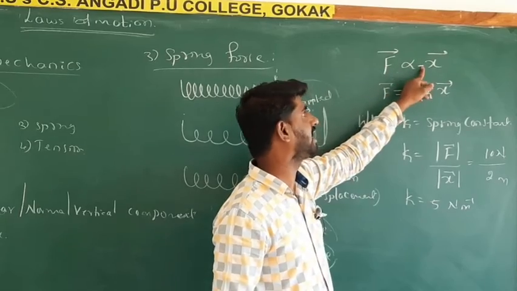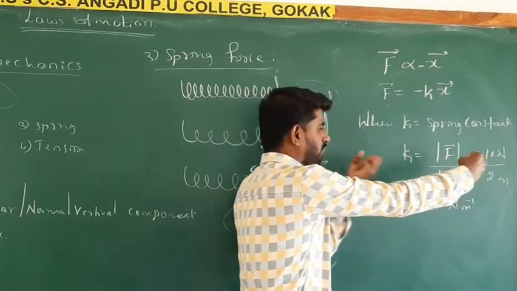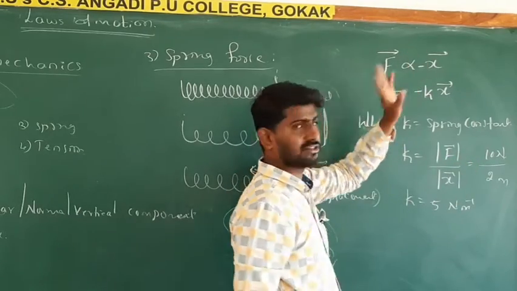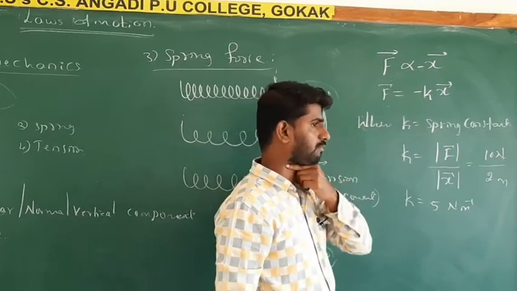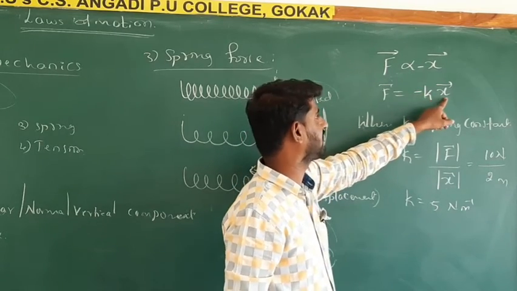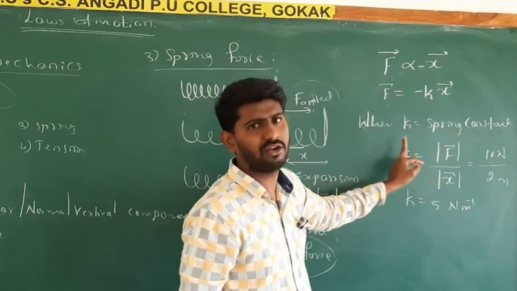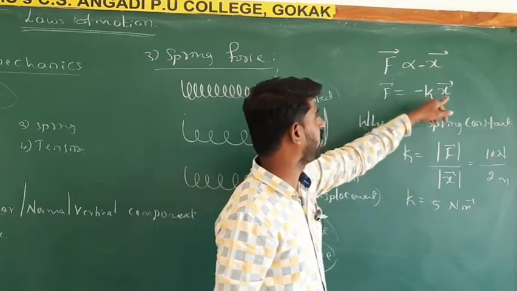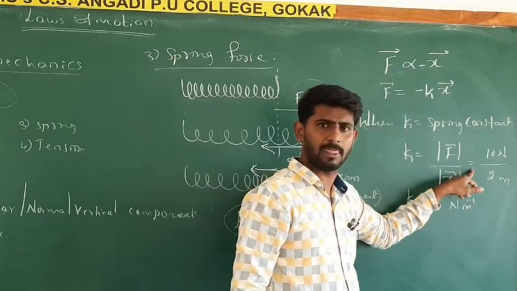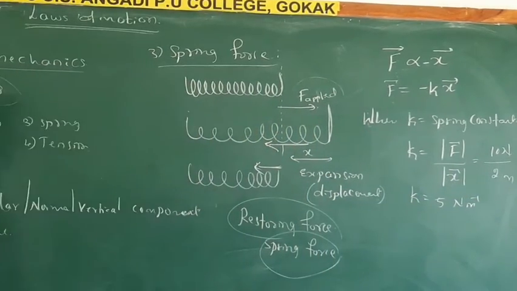And the negative sign indicates this displacement and force. If the displacement is in this direction, the restoring force is in this direction. So that negative sign. To remove the proportionality sign, I introduce a constant here. So this will be minus kx. Then the name of k is spring constant. And how to get the value of k? Just rearrange the terms, F divided by x, and I take the magnitude. So k is equal to F by x. So this is all about the spring forces.